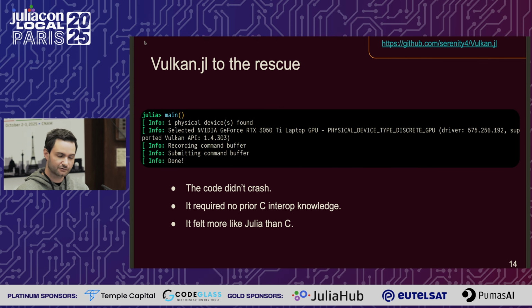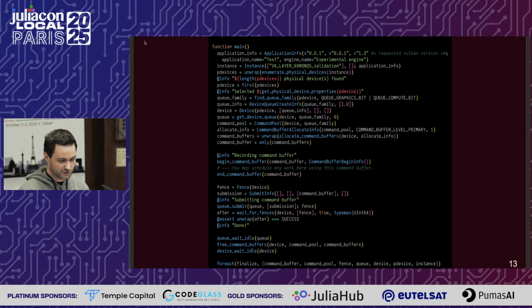We can make it faster at the expense of some API convenience. That's all supported by Vulkan.jl, of course, because we want things to be as fast as possible if you really need to. But the main point is that you don't need any C interop knowledge, and it feels more like Julia than like C.